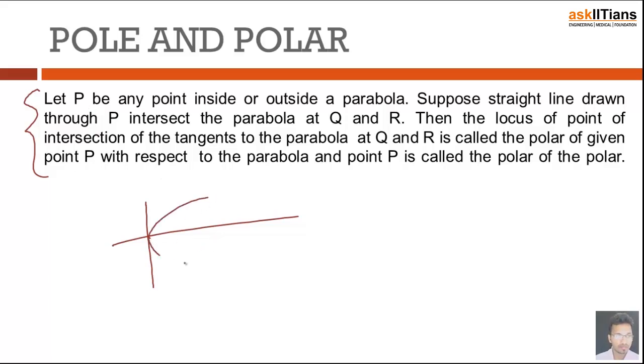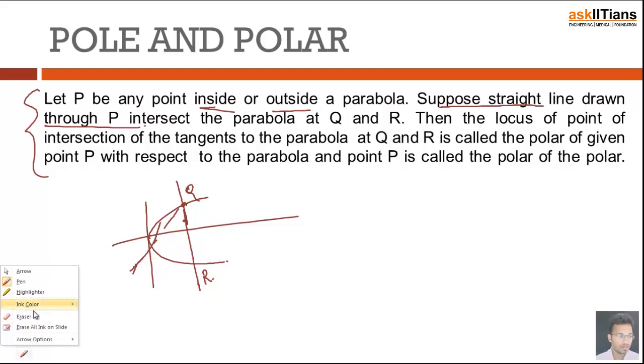Then this is the parabola. P will be the point inside or outside a parabola. Suppose a straight line is drawn to the P. If I take suppose P, and a straight line is drawn and intersects the parabola at Q and R, this will be the case. Or for outside, suppose this will be the case, if I take a point outside, basically.